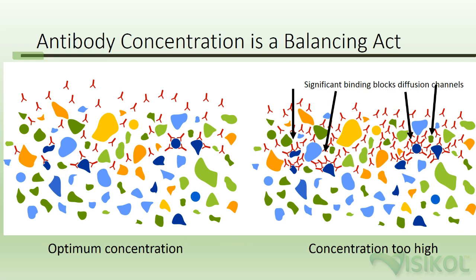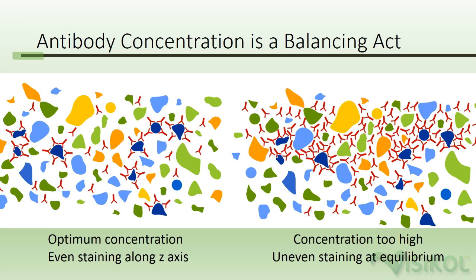As you can see here, after incubation, with the optimum concentration, antibodies are penetrating and labeling evenly. But on the right side, where the concentration is too high, we see significant binding of the antibody, blocking antibody from being able to diffuse deep into the tissue. Finally, at equilibrium, with the optimum concentration, we get even staining along the z-axis. With the concentration that is too high, we obtain uneven staining as a large amount of antibody is stuck in the upper layers of the tissue.